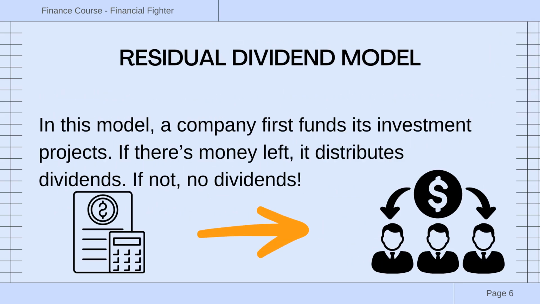Residual dividend model. Now, what if a company only pays dividends when there's money left after all investments? That's exactly what the residual dividend model suggests. In this model, a company first funds its investment projects. If there's money left, it distributes dividends. If not, no dividends. This is why some companies have unstable dividend policies. Their priority is growth, not regular dividend payments.